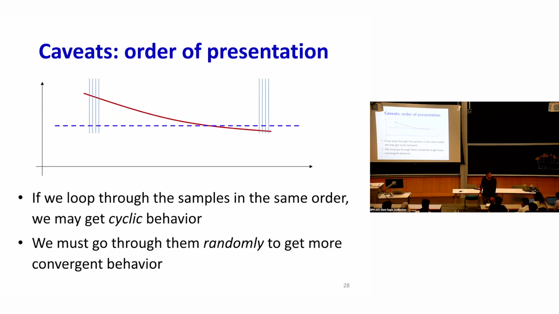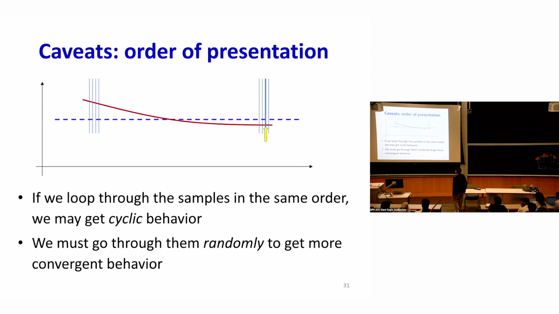You want to do this randomly because there's no notion of left or right in high dimensional spaces. And so we want to go through the samples. If you loop through the samples in the same order every time, you are almost certainly going to end up with cyclic behavior. So we want to go through them randomly. Maybe pick one sample up here and push it down, then pick one sample here and push it up, and so on. And so long as you are doing this randomly enough, eventually it's going to adjust and give you the best fit to the data that you do have.